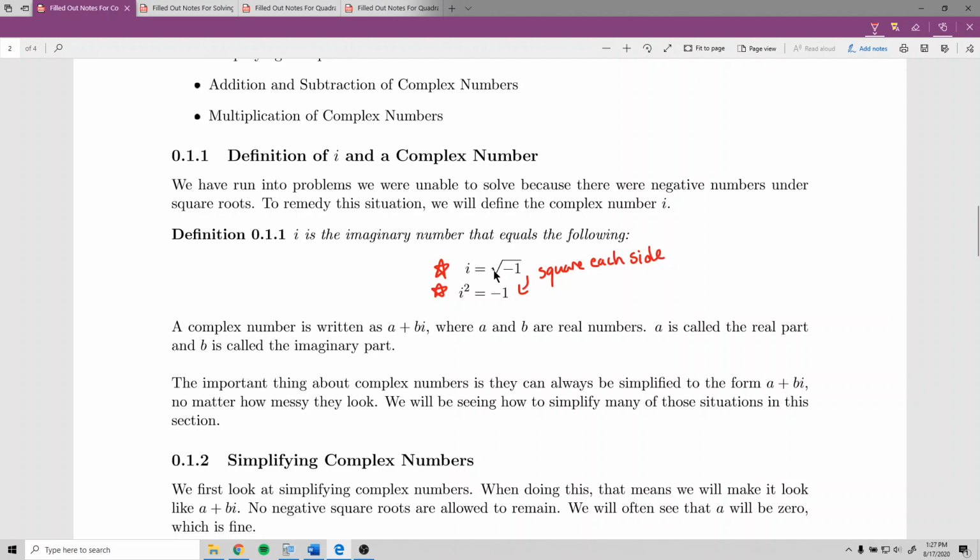All right, but you definitely want to remember the top one the most. If you're studying for the test and you only have room in your brain for one of these two equations, remember that i is the square root of -1, because you can square each side to get back here.